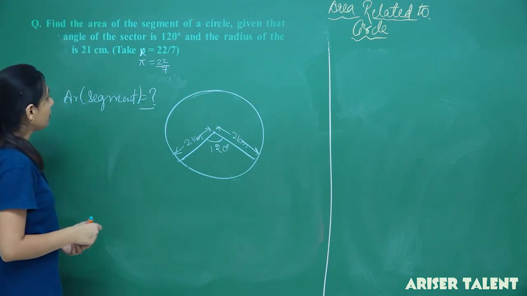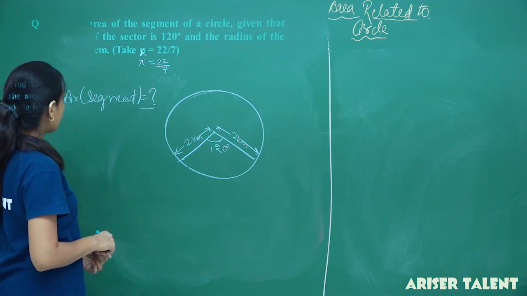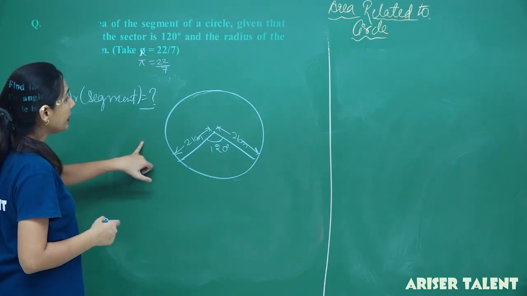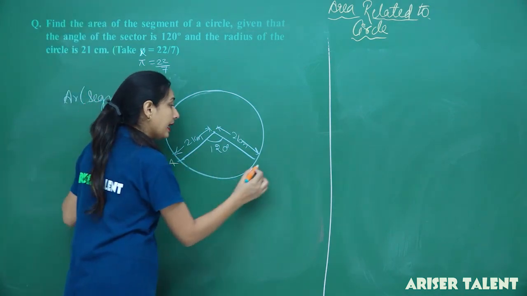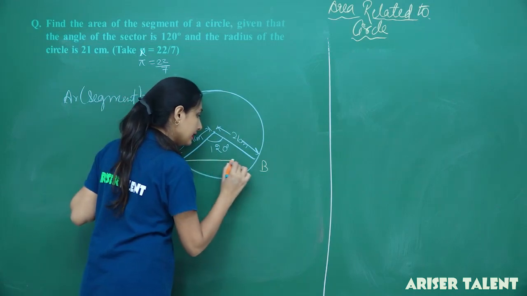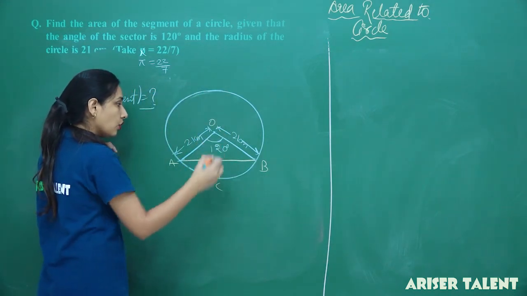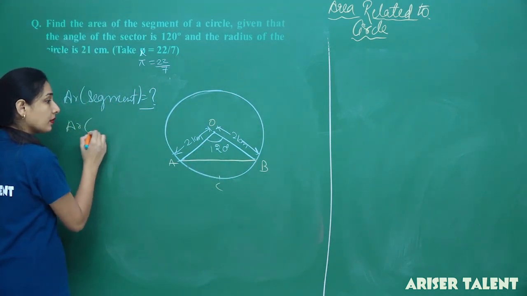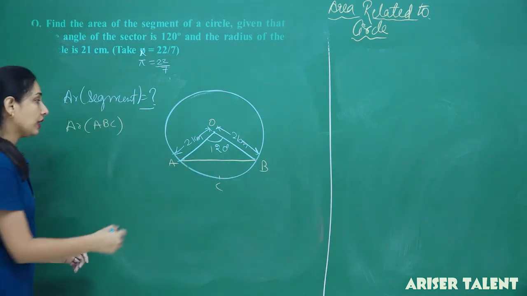Okay, so we'll talk about what is the area of a segment and what is the area of a sector. So, now we have provided the information related to a sector. Now, if this is A and this is B and I am considering some point C there, and this is O, so basically we have to calculate the area A, B, C. This area we have to calculate.